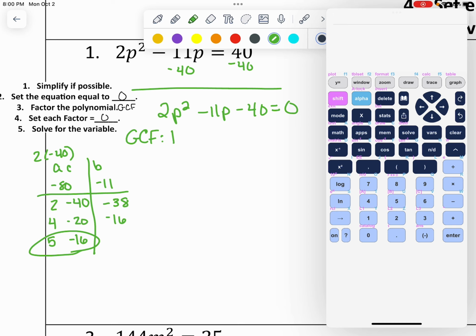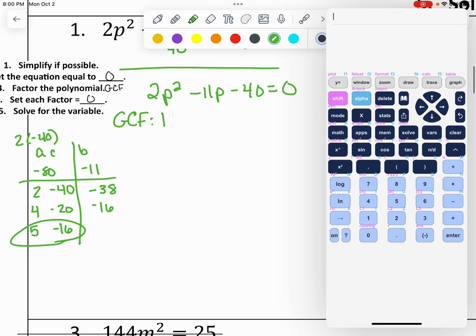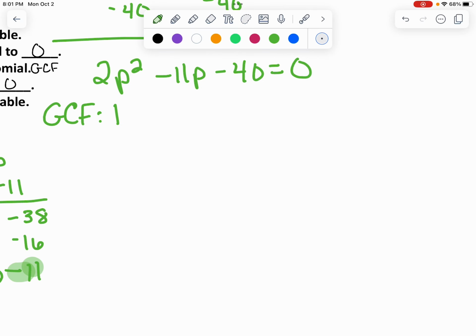All right, let's go ahead and rewrite this using grouping. Well, that equals negative 11, right? That's the correct answer, which is why we stopped. It's negative 11. Okay. All right. Rewrite this trinomial. So 2p squared, and then the minus 40 in the back.